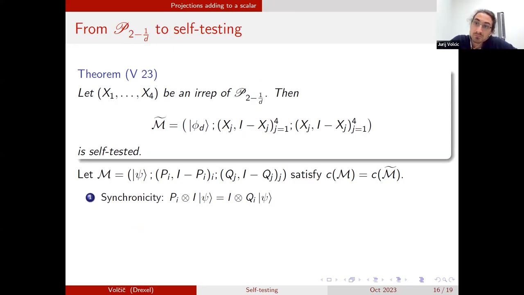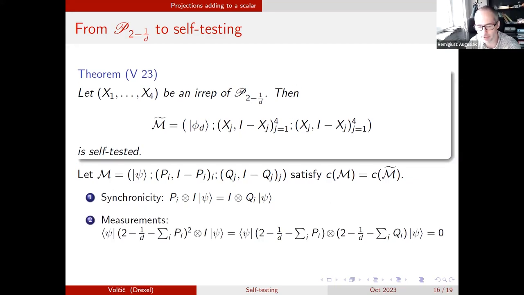You can prove that the state must be, up to local unitary operations, the maximally entangled state. So why do you need these four measurements? Why are three not enough? Or in other words, how do you use this relation that they sum up to identity? Where does it come into play when you want to prove self-testing?